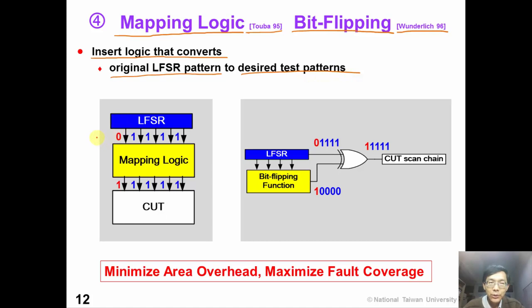For example, suppose the original pattern coming from LFSR is 01111, but we want all 5 ones. So we can have a small mapping logic that changes this 0 to 1. Similarly, for a sequential circuit, suppose the bit stream coming out from the LFSR is 01111. We can have a simple bit flipping function that flips the last bit so we can have 5 ones going into our CUT. So the idea of these two techniques is to use very small area overhead to maximize the fault coverage.